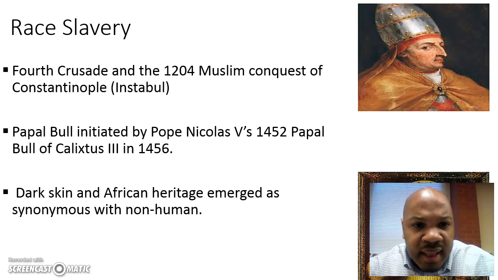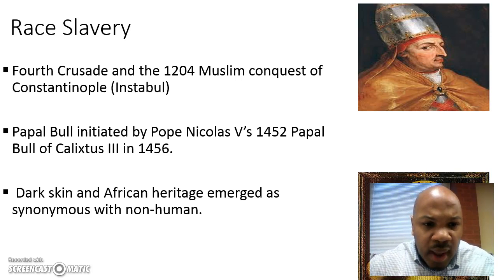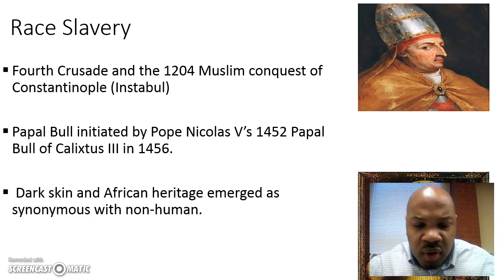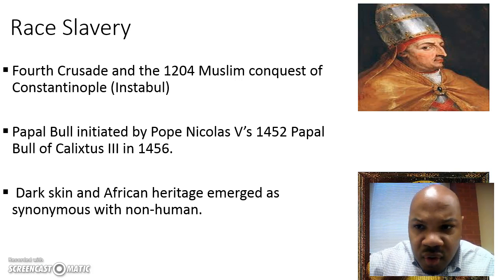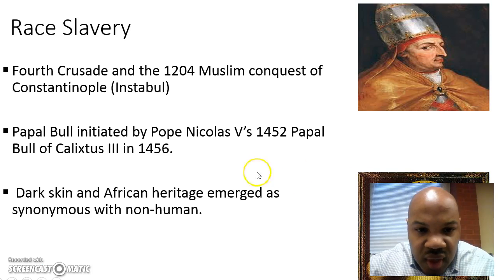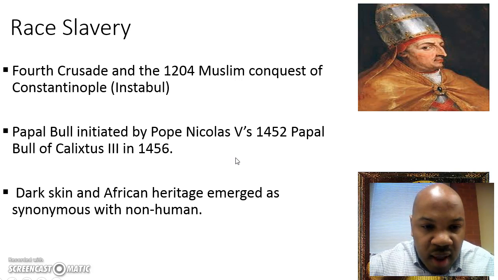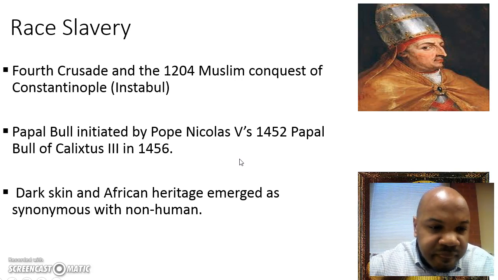So because of the conquering of Constantinople by the Muslims, it set the precedent for the Catholic Church to pass what's called a papal bull. One is passed by Pope Nicholas V, who you see right here. This Pope Nicholas V passes his 1452 papal bull, and this is Calixtus III of 1456. And what he says is that, well, now you can go ahead and enslave Africans in sub-Saharan Africa, but no Muslims, because they don't want radicalism.